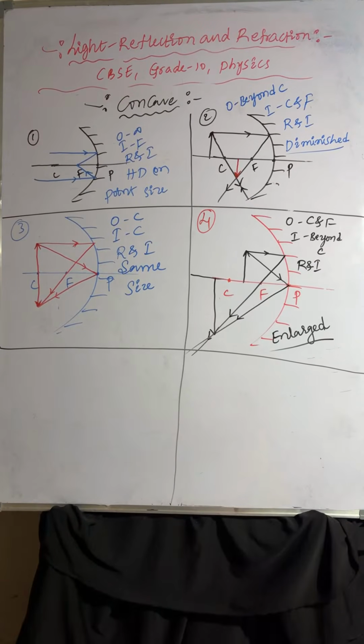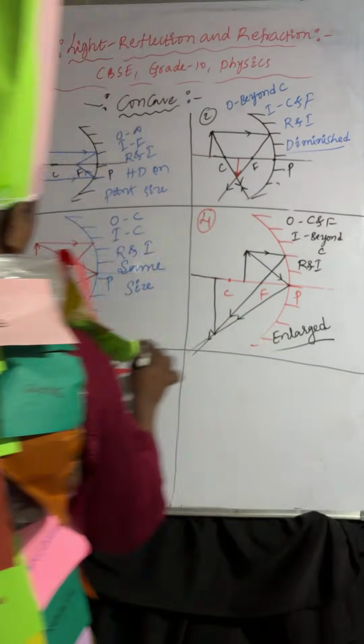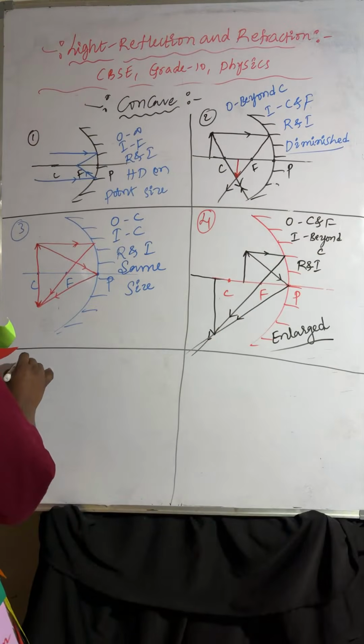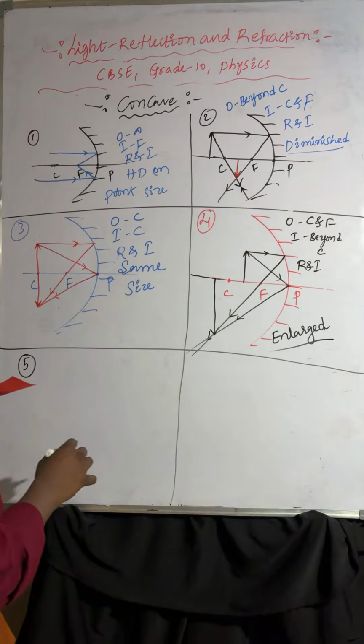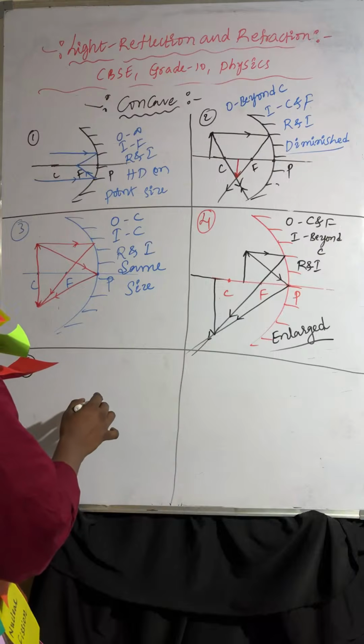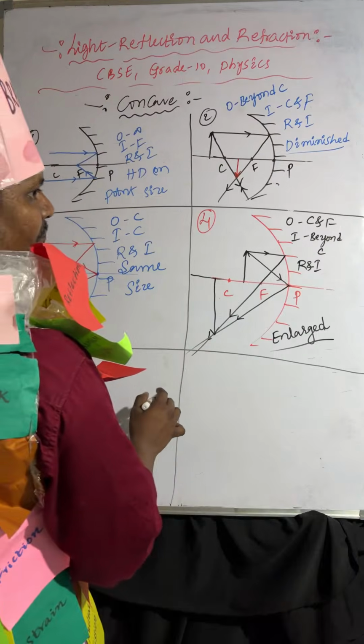So these are the image formations by concave mirror. Six are there. Until four only we discussed. Fifth one.